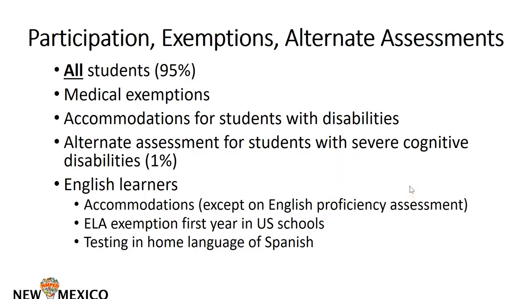Participation, it's expected that 95% of students participate. We do allow for some medical exemptions. I will tell you, if a student has not tested over the last 3 or 4 years because of medical exemptions and we keep applying, the state has denied some of those in the past. English learners, we have accommodations except on ACCESS, which is an English language proficiency exam. They have an ELA exemption for the first year in the United States schools. And then if it's available, they can test in their home language of Spanish for up to 3 years.